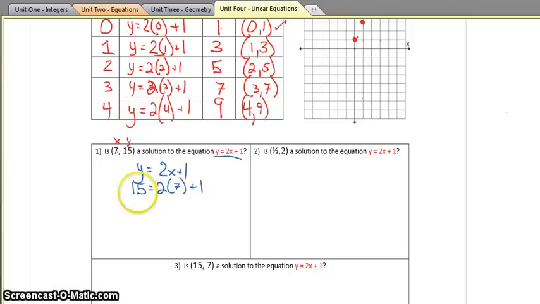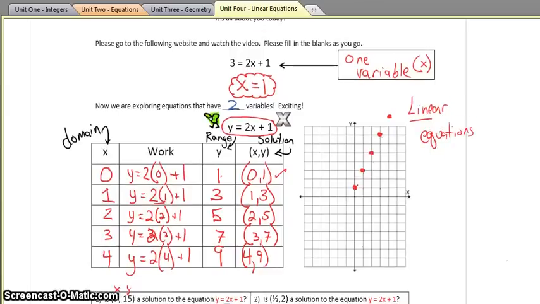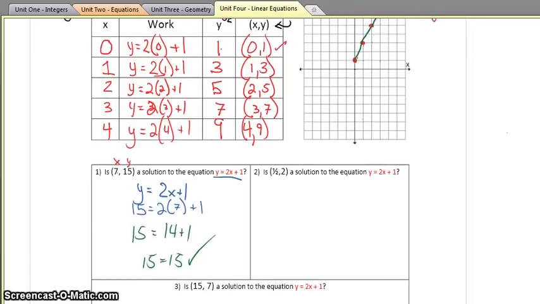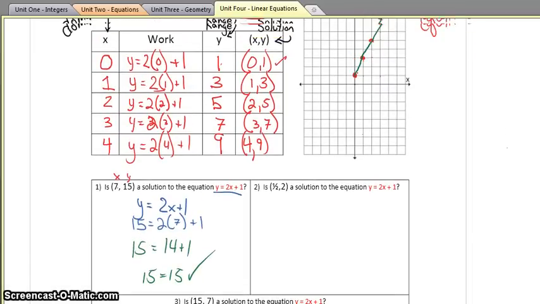In an ordered pair, you got x comma y. Let's see if it works out. Let's go to green. 15. Does that equal 2 times 7 is 14 plus 1? Well, yeah. 15 equals 15. Sweet. So we know that's a point on our line. If we extended our line, it would be up there somewhere around here. That would work out.